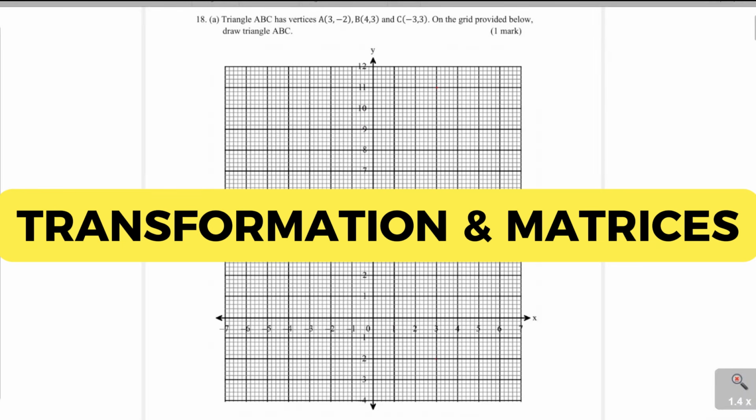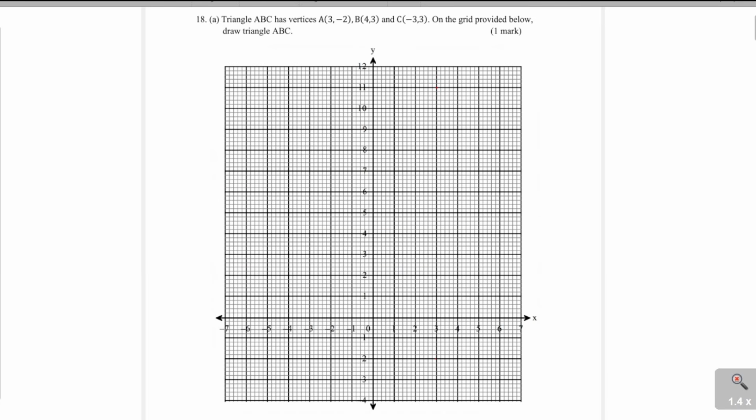Question 18 is on transformation and matrices. It reads, triangle ABC has vertices A(3, -2), B(4, 3), and C(-3, 3). On the grid provided below, draw triangle ABC. There is one mark. So just drawing this one, you get a mark.